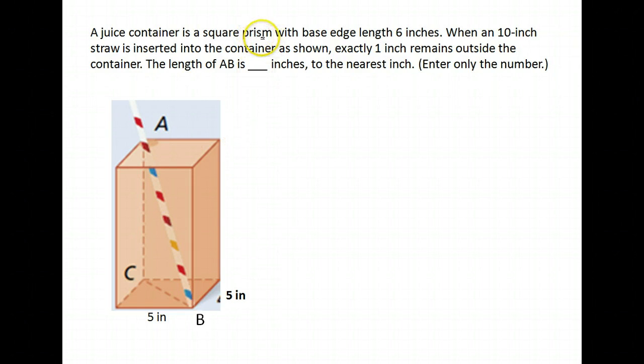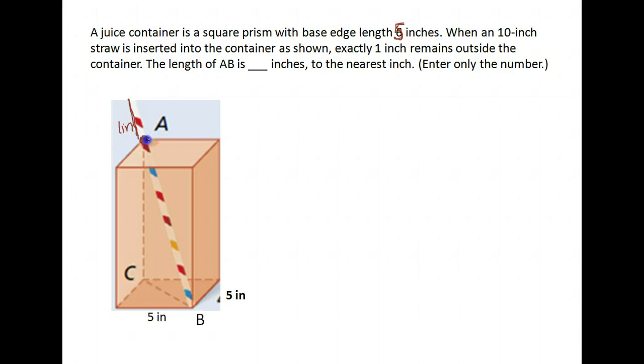It says in a juice container, a square prism has a base edge of, whoops, this should be 5 inches. Maybe I didn't change the numbers, of 5 inches. When a 10-inch straw is inserted into the container, as shown, so see they put it into the container, has a top but a hole for the straw. Exactly 1 inch remains outside. So this section is 1 inch. Okay. The length of AB in inches is what?